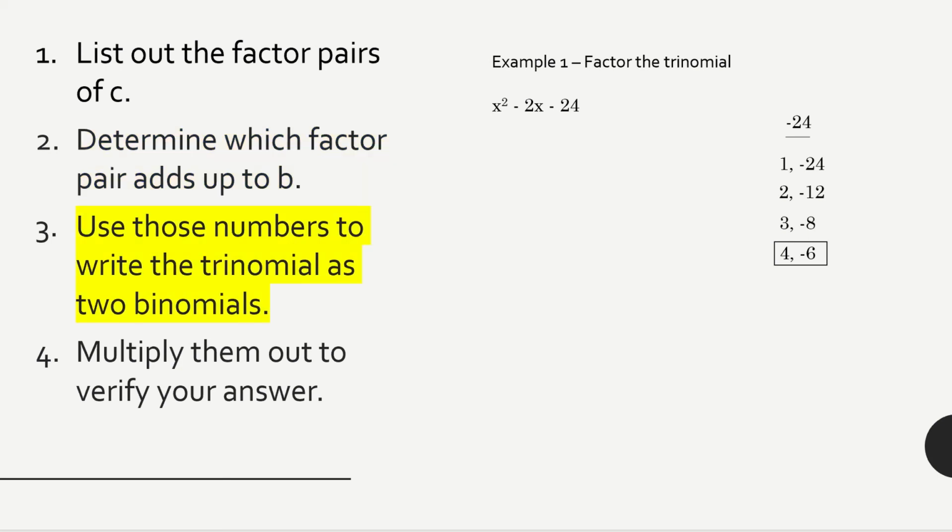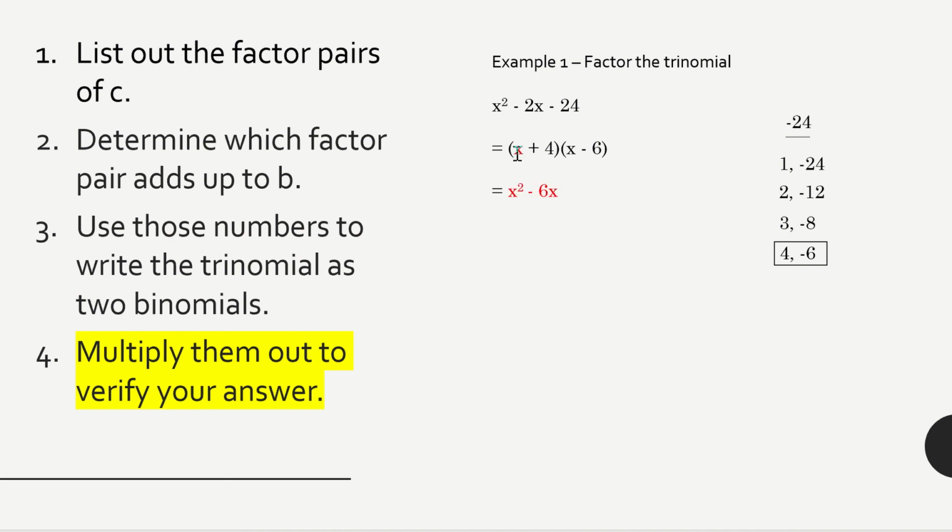Then what we're going to do is use those numbers to write the trinomial as two binomials. So the two numbers would be positive 4 and negative 6. So we're going to rewrite this as x plus 4 times x minus 6. Then the last step here is to multiply out the binomials to verify your answer.